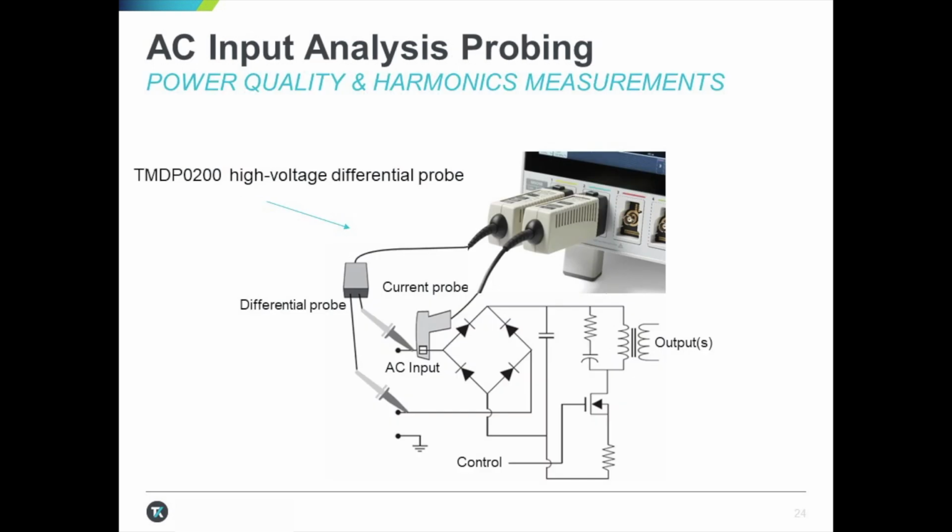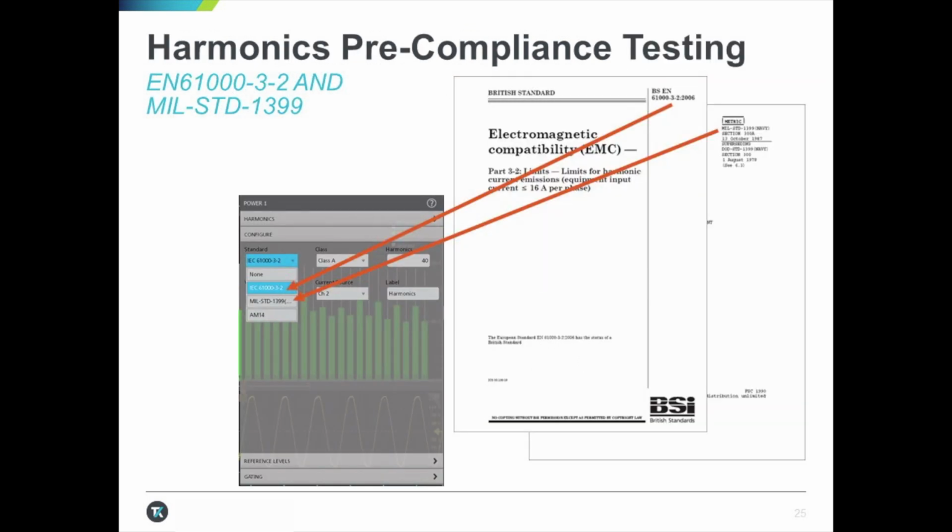So the probing configuration with an oscilloscope for power quality and harmonics measurements requires a differential probe across the AC input and a current probe on the AC line to measure the voltage and current into the switch mode power supply. Since we're making measurements on the power line, we will need a high voltage differential probe. In this measurement example, we're using a TMDP0200 high voltage differential probe. The power application supported on MSO 4, 5, and 6 series scopes also supports harmonic pre-compliance pass-fail testing, which can be configured for EN 61000-3-2 or MIL-STD-1399.